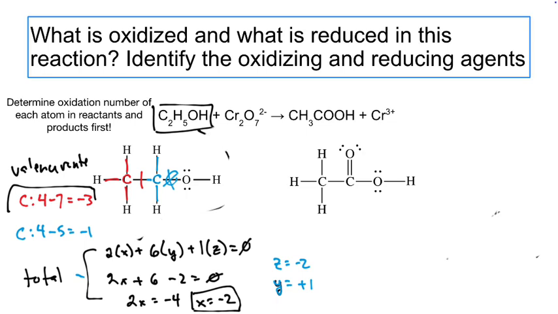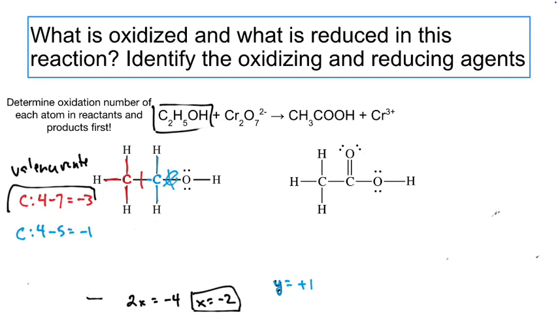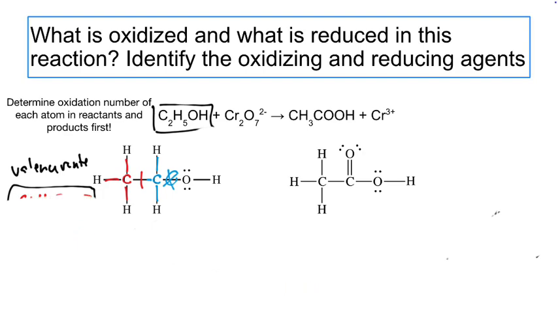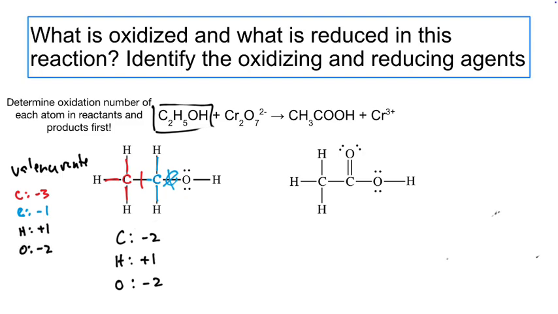Okay, so backtrack through. Let's get our summary. We're just going to go through our summary. Carbon, for that first one, we got a -2 on average. Our hydrogen, we come in at a +1. The oxygen, we come in at a -2. If we go through and assign based off of valence, the carbon came in at a -3. The other carbon came in at a -1. And then we had our hydrogen +1 and our oxygen -2.